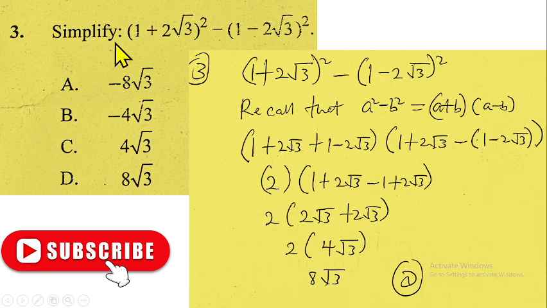Question number 3 now is also on surds. You have to simplify this surd: 1 plus 2 root 3 all squared minus 1 minus 2 root 3 all squared. If you are very used to solving quadratic expressions or equations, you discover that what you have here looks like a difference of 2 squares. And that's why we have a record that a squared minus b squared will give us a plus b into a minus b. This is a difference of 2 squares.